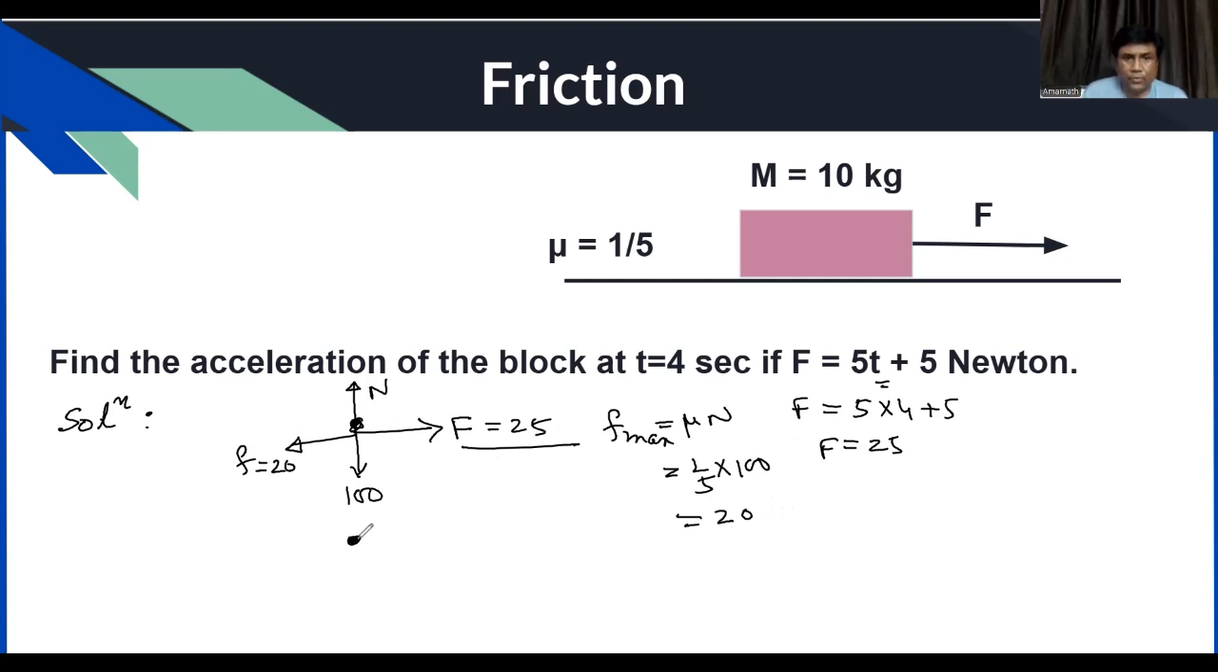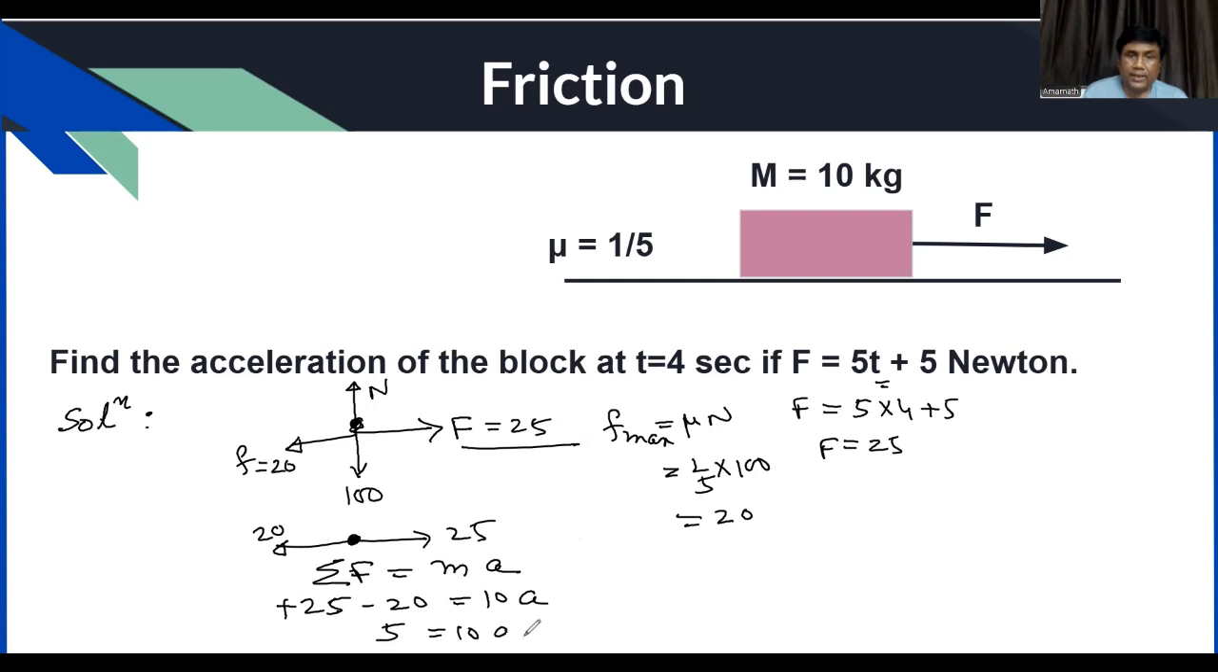Now if we write the force equation, right direction force is 25, left direction force is 20. I know that the sum of all the forces on the x-axis equals mass into acceleration. Rightward force is positive, leftward force is negative, mass is 10 kg. So 25 minus 20 is 5. So 5 equals 10A. So A equals half.